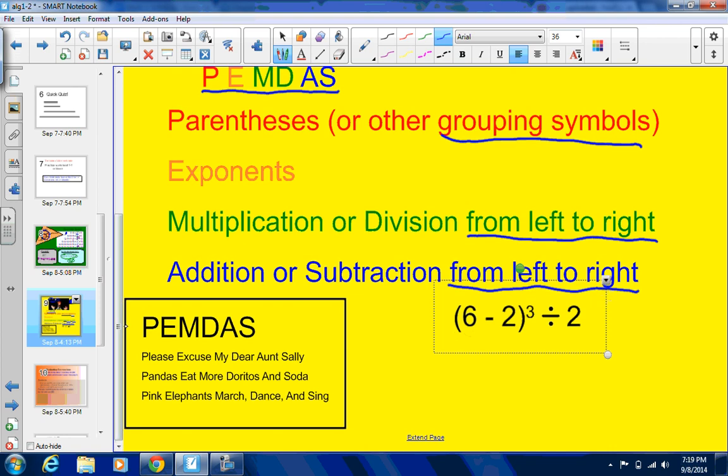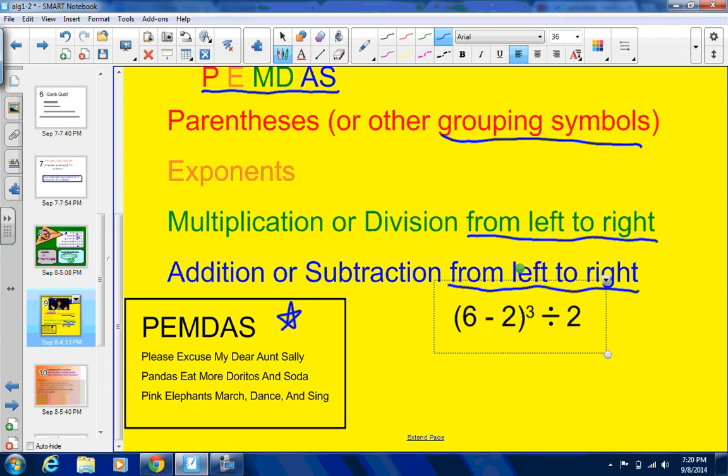Some of you might remember thinking PEMDAS, and you remember phrases for these acronyms. You could remember, please excuse my dear Aunt Sally. The same letters, P-E-M-D-A-S, start with each of the words there. Another one that I found is pandas eat more Doritos and soda. Or pink elephants march, dance, and sing. So if that helps you to remember it that way, I would definitely tell you to look at this box right here.